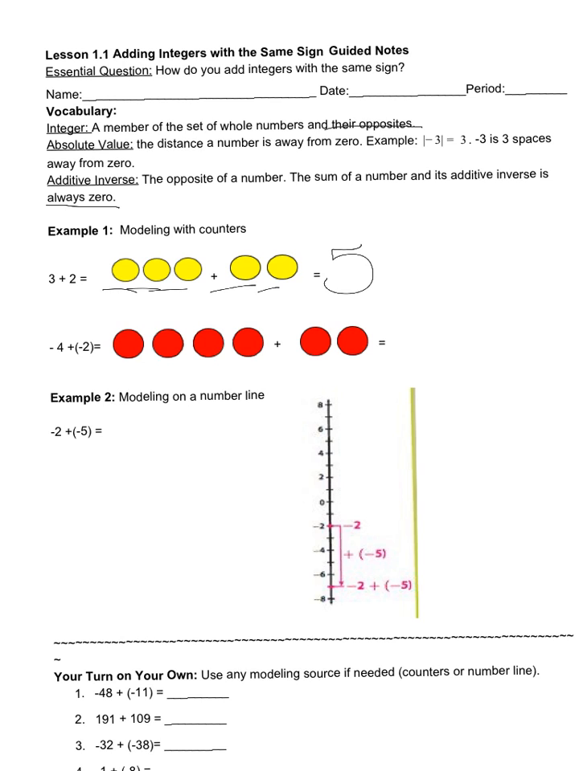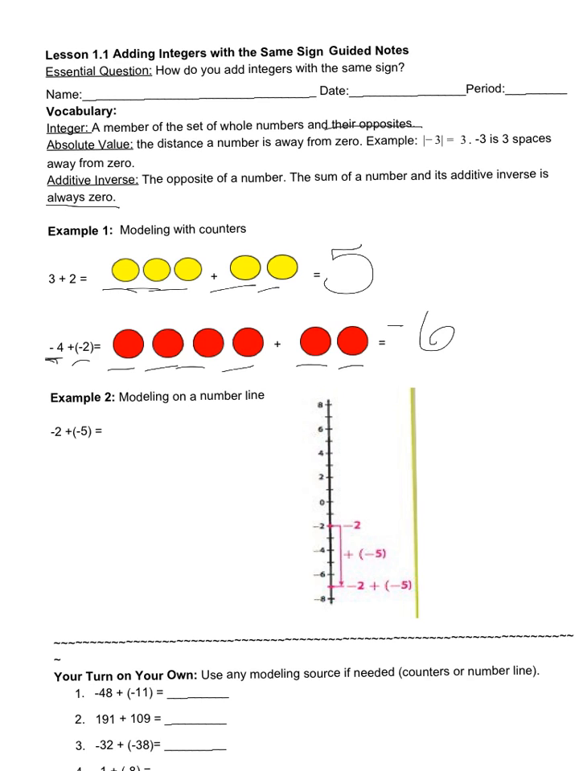Now on the flip side, we have negative numbers, and with counters, negatives are represented by red counters. So we have 4 negative counters, 1, 2, 3, 4, and we're going to add to that 2 negative counters, so 2 more reds. So we have a total of 6 counters, and they are red, so they are negative.